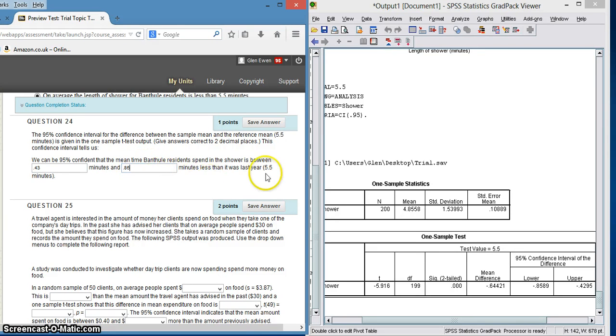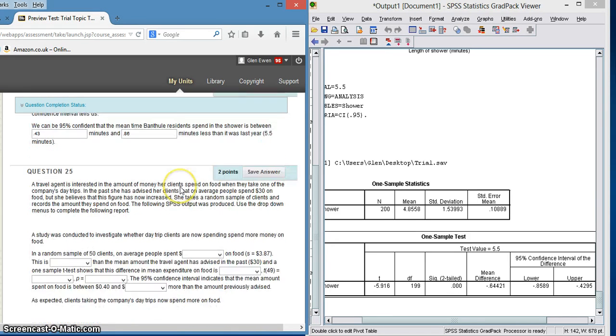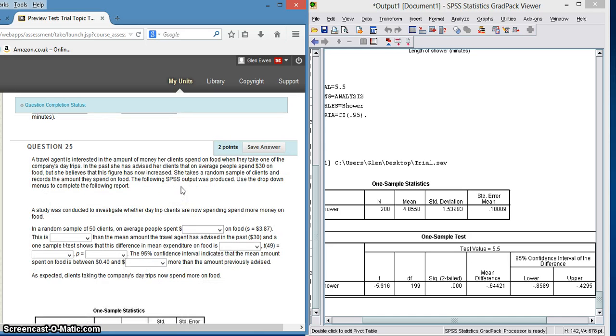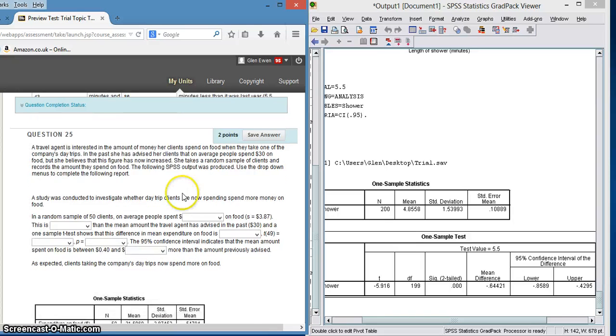All right, the one we came up with, 4.86. It's a little bit more, it could be a little bit less. We don't know. We never really know what the population mean is because we didn't sample every one of the residents. That's the only way that you could work that one out.